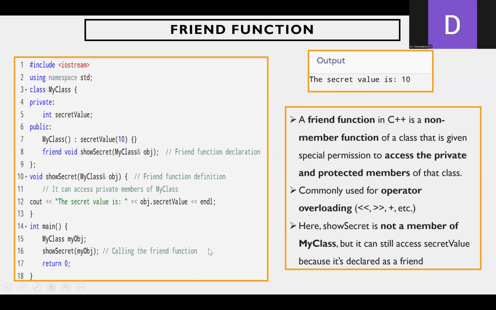We use it when we need certain external functions to work very closely with the internal data of the class without exposing everything publicly. Yes, that's the function of a friend.